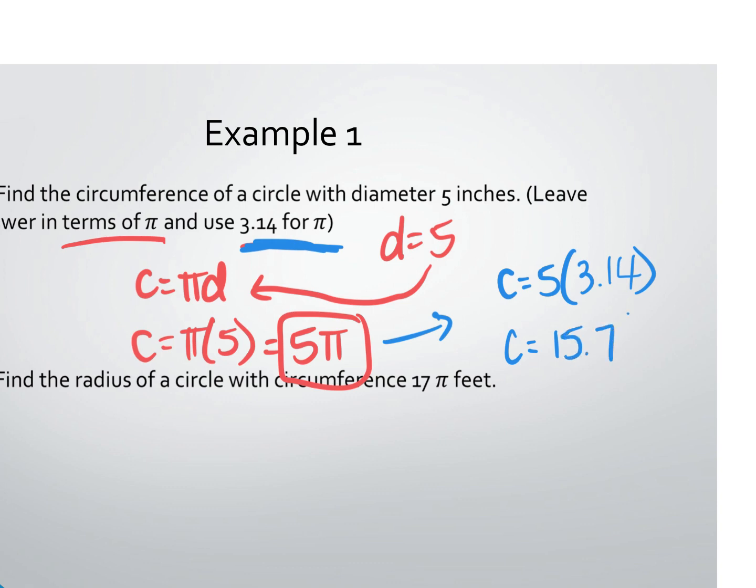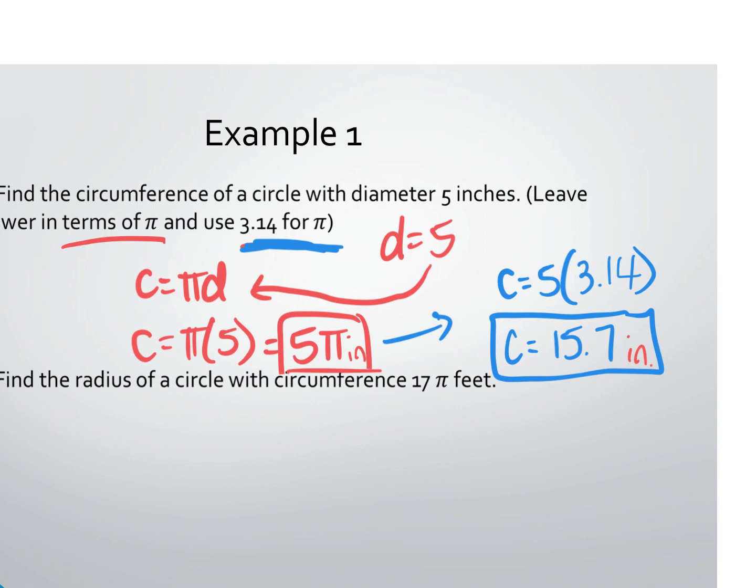15.7 is correct. I'm missing one thing on both of my answers. What am I missing? Not degrees. Yes, it's units. What units does it need? Inches. Very good. Inches here. We're going to put IN and inches here. Because remember, circumference is not degrees. It's not the measure of the arcs.